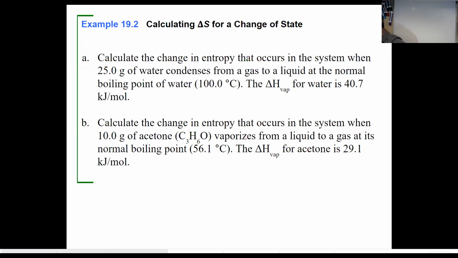Okay, let's look at these next questions. Okay, here we're going to calculate the change in entropy that occurs in the system when 25 grams of water condenses from a gas to a liquid at the normal boiling point, 100 degrees Celsius. The delta H VAP for water is 40.7 kilojoules per mole. All right.